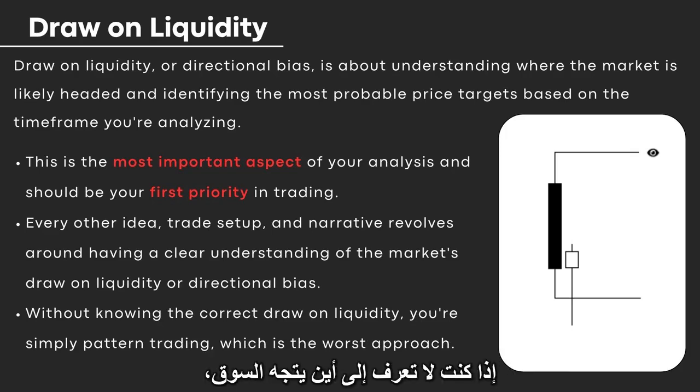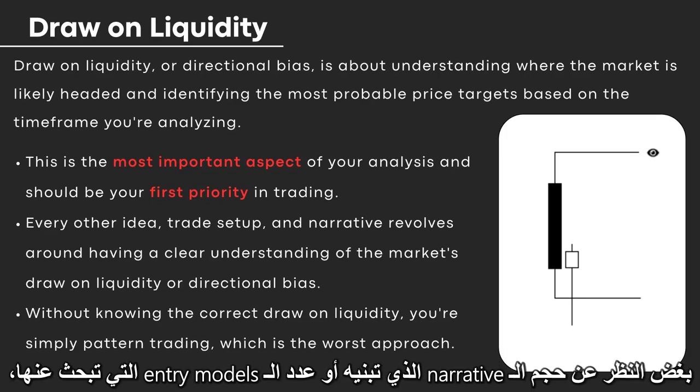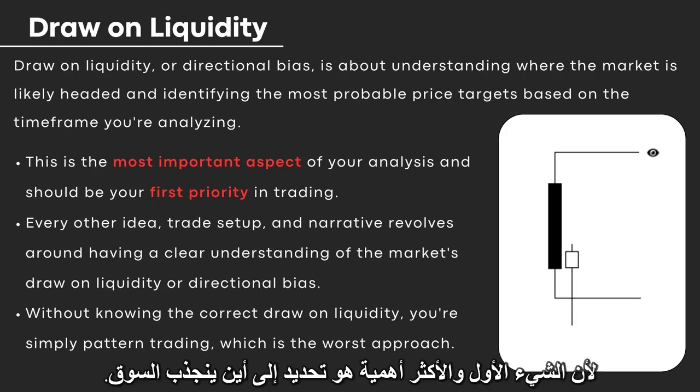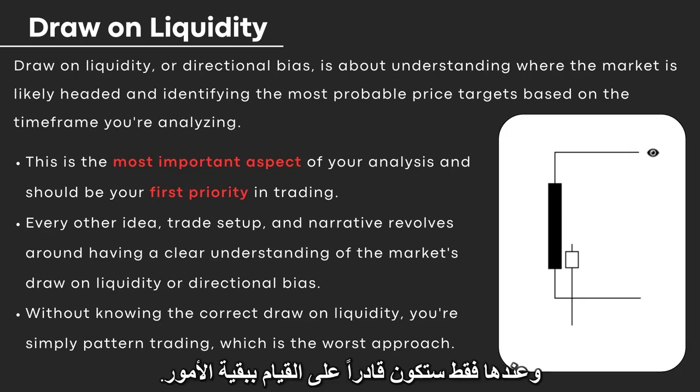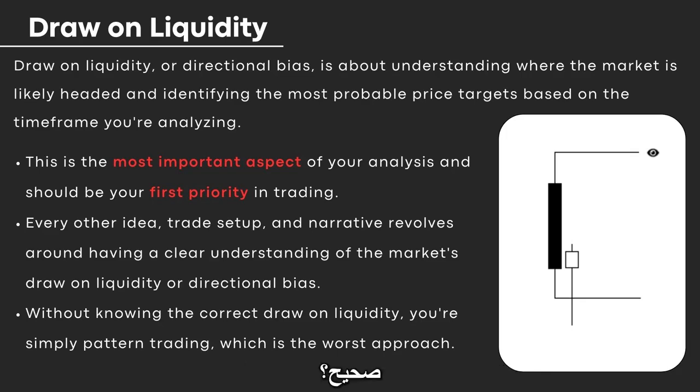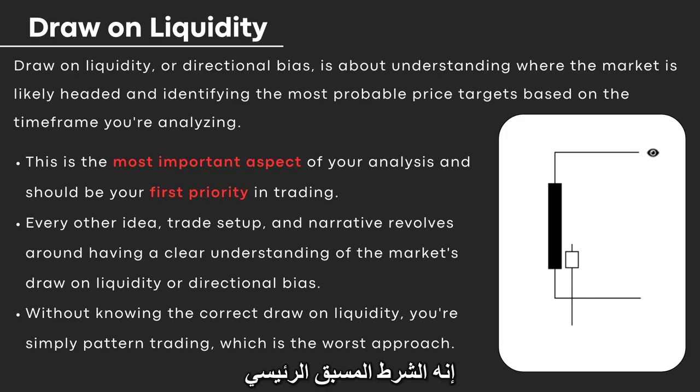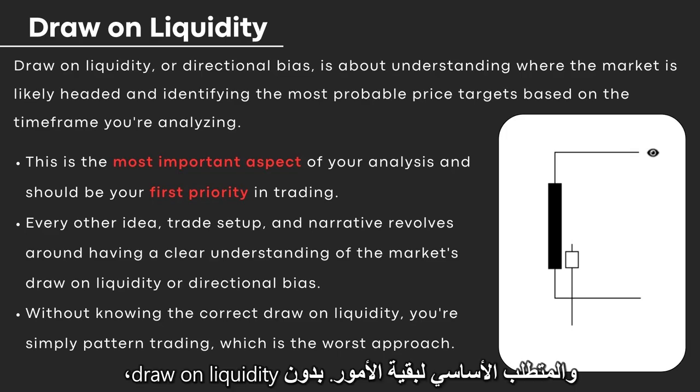If you don't know where the market is headed, then no matter how much narrative you build or no matter how many entry models you look for, all of that would be deemed as pattern trading and illogical, because the first and most important thing is to determine where the market is drawn to, and only then you'll be able to do the rest of the stuff, right? All of the narrative building and entry models are dependent on and based around having a clear directional bias and a clean drawn liquidity, right? It's the main prerequisite and main requirement for the rest of the stuff.